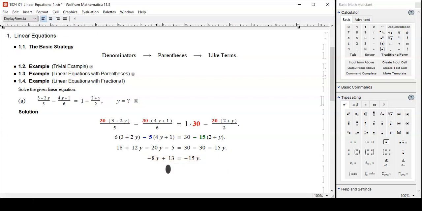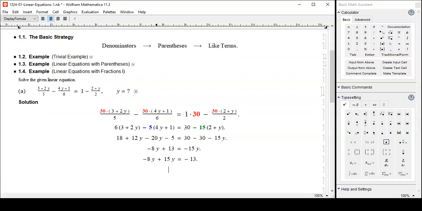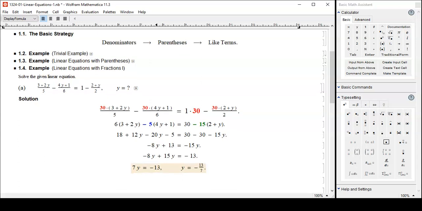Okay, let's go ahead. Flip this negative 15 to the other side. Remember, change the side, change the sign. So 15 minus 8, so we get 7y. 7y equals negative 13. Therefore, y equals negative 13 divided by 7. I guess that's it. Negative 13 over 7 is the answer to this problem.